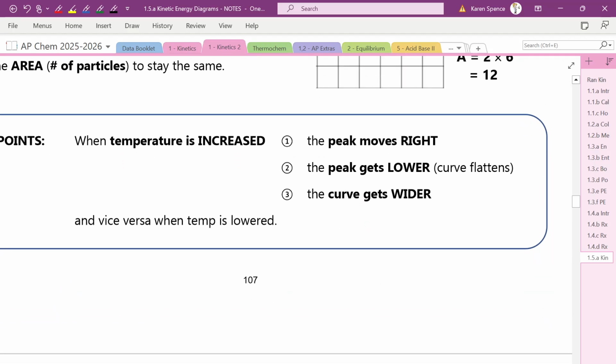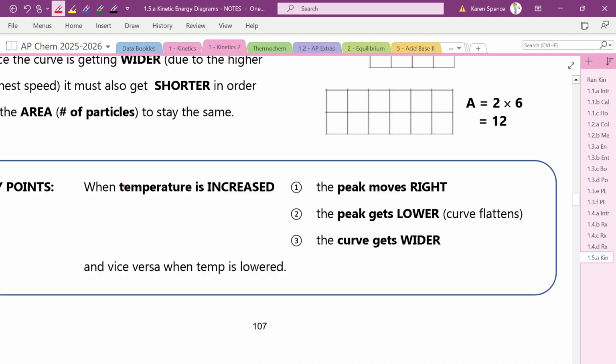Okay, so when temperature is increased, you need to remember 3 things: the peak moves right, the peak gets lower, and the curve gets wider, and vice versa when temperature is lowered.